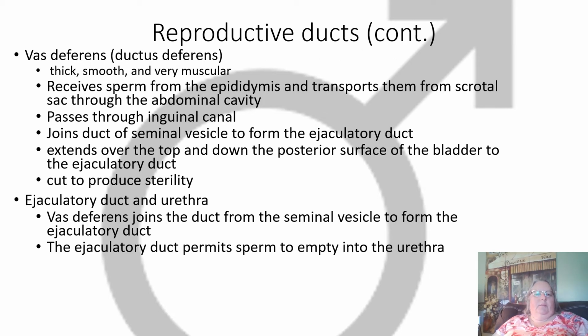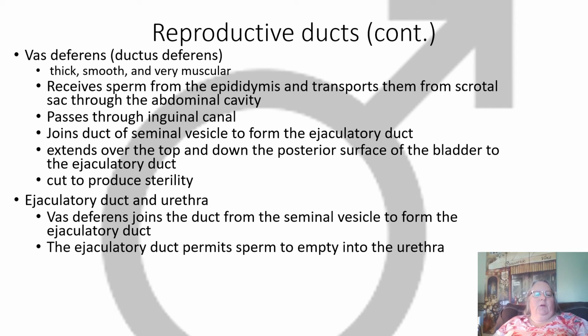Vas deferens, or ductus deferens. They are thick, smooth, and very muscular tubules that receive sperm from the epididymis and transfer it from the scrotal sac through the abdominal cavity. When it does, it passes through the inguinal canal. It joins the duct of the seminal vesicles to form the ejaculatory duct. It extends over the top and down the posterior surface of the bladder to the ejaculatory duct.